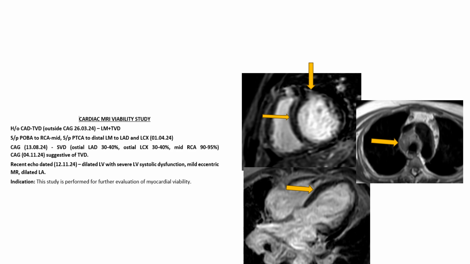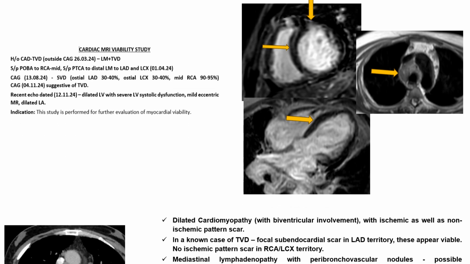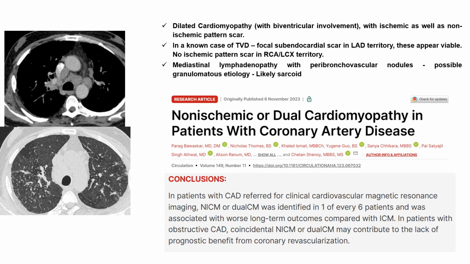Looking further, I found these nodes in the mediastinum, so I went further and did a CT for this patient. I found these non-caseating nodes with lung findings all in keeping with sarcoid. So this patient actually had a pulmonary and a cardiac sarcoid along with ischemic heart disease. And this is actually a case of dual cardiomyopathy where we have both ischemic and non-ischemic components.